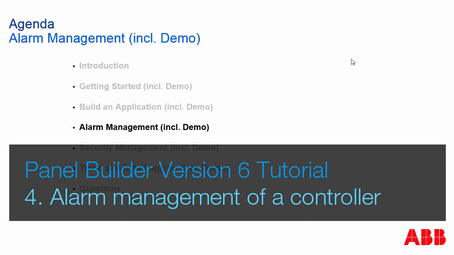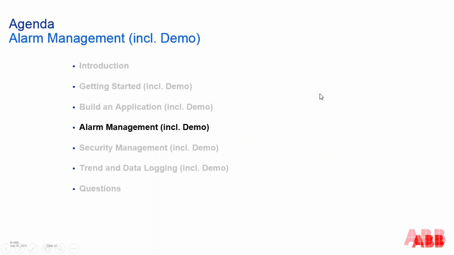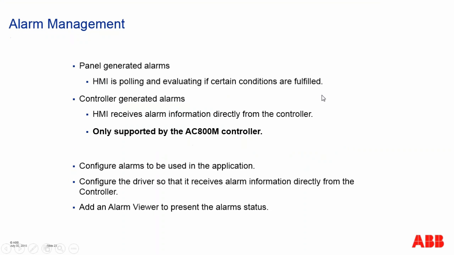And now we will move over to alarm management, a very important part of most applications. And in the panel builder, there are two ways of managing alarms. We can have what we call panel-generated alarms. This means that the HMI is polling and evaluating if certain conditions are fulfilled. This is a typical way of handling alarms.